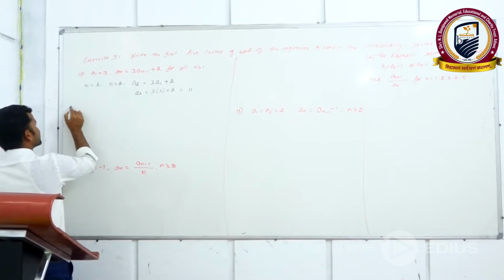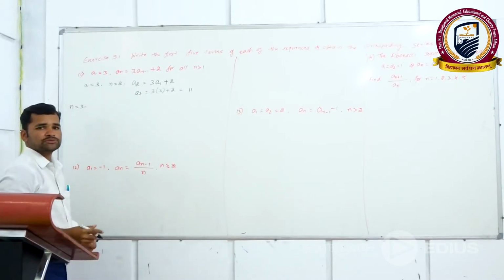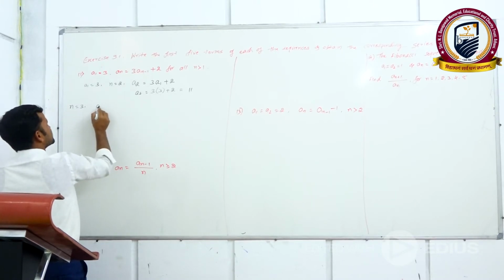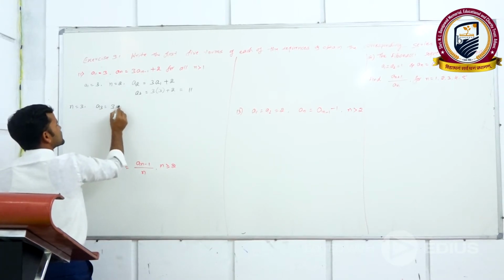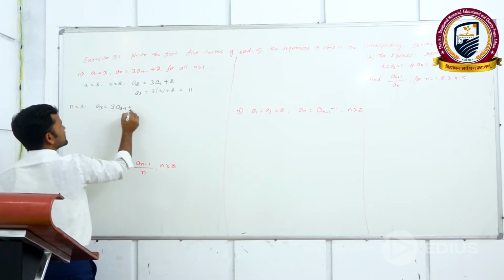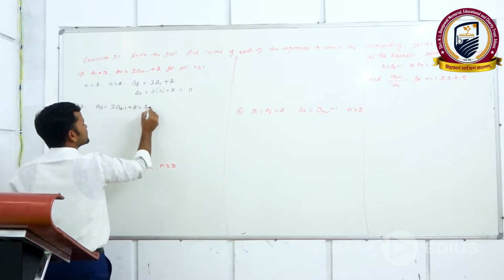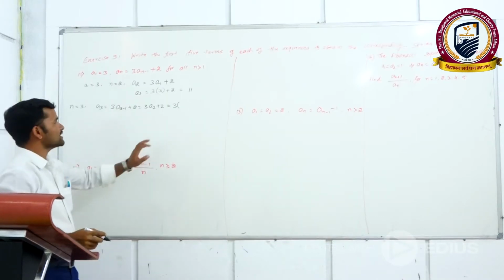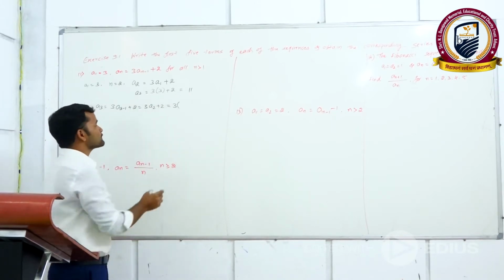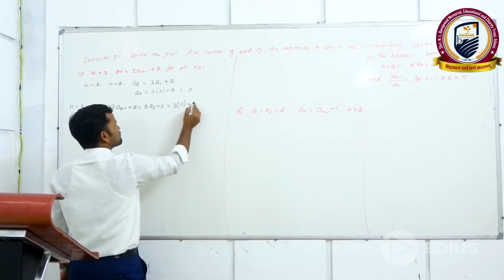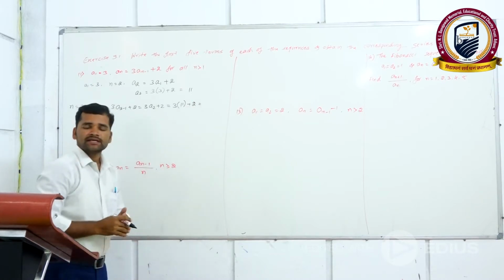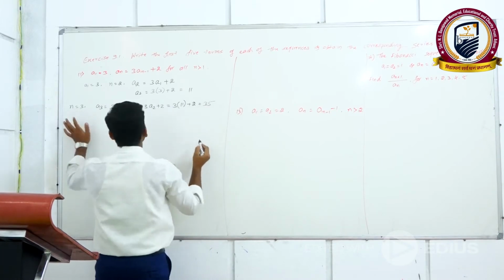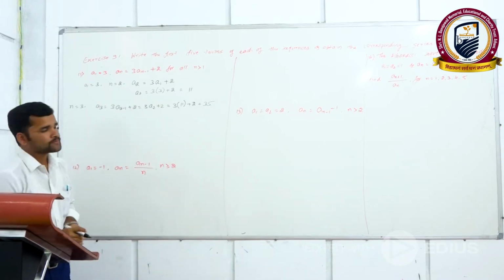Third term, to get third term what you do, substitute n is equal to 3 in this general term. a3 is equal to 3 times a subscript 3 minus 1 plus 2, which is nothing but 3 into a2 plus 2. What is a2 value? Already we got the a2 value, that is 11. 3 into 11 plus 2. 3 into 11 is 33. 33 plus 2 is 35. We got the third term as 35.